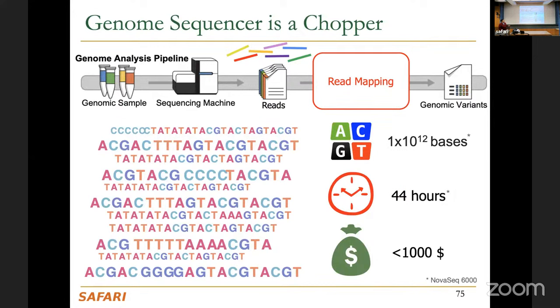Then, after we find the locations of the reads in the genome, we look at these locations and try to understand whether there's a difference in your genome compared to the genome that you're looking at, which is the reference genome, for example, the human reference genome that I mentioned in the earlier slides.